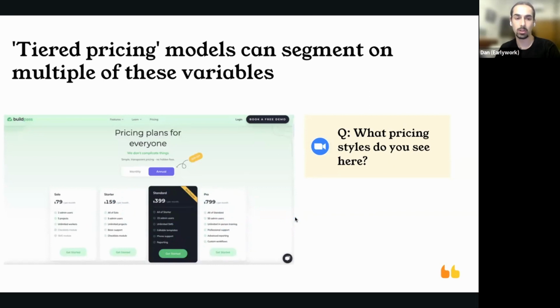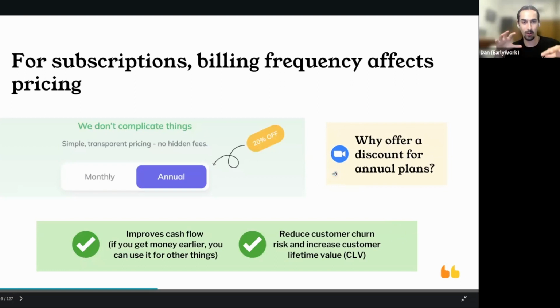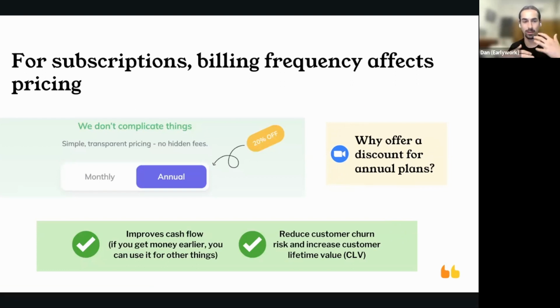So it's important to note from a strategy perspective that it doesn't just have to be one of these things. You'll also note up top that you see monthly, annual, and annual's 20% off. And you go, hang on a minute, why are we doing that sort of thing? Why is it that we'd offer a discount for annual plans? I think you guys probably nailed the 2 core themes there, which is one is improving cash flow. So getting money through the door earlier, and you can use that on other things as a business. But then also by locking them into that longer contract, you reduce the risk that they churn and leave the product.